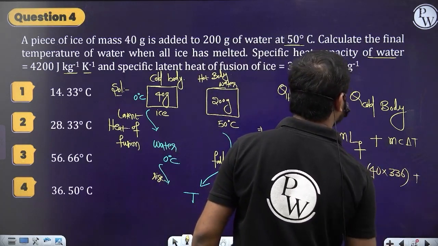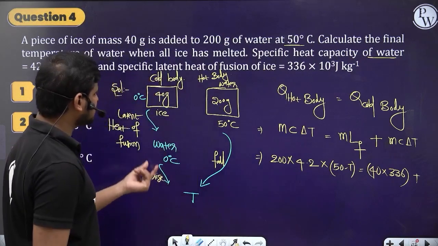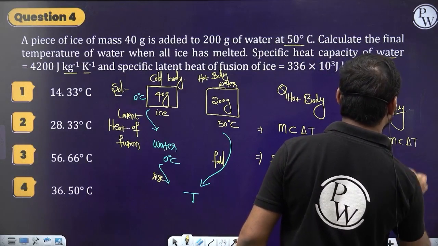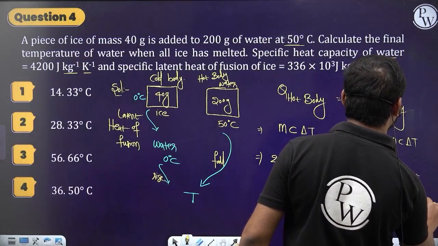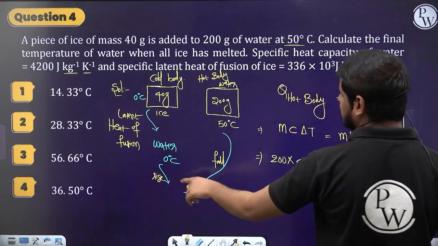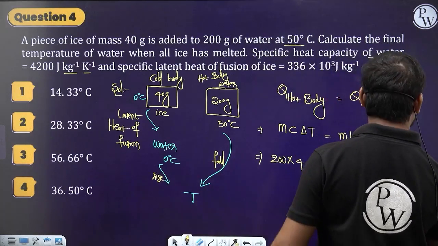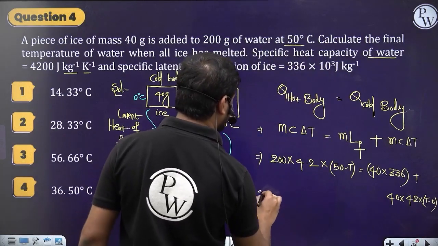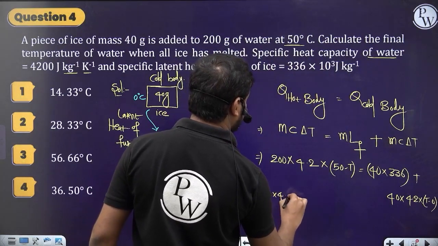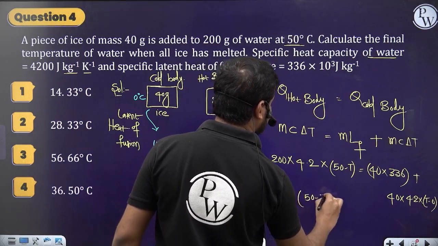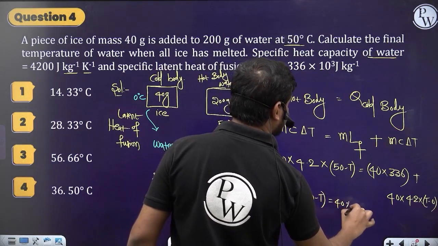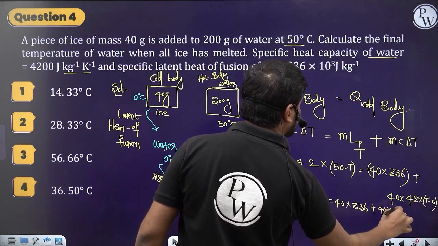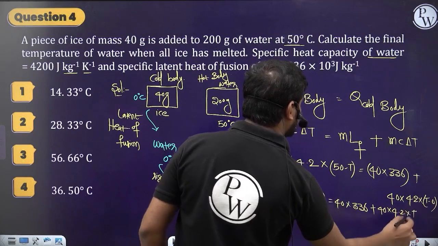So plus, what is the mass of the water again? The same 40 grams of water into, what is the C? We can write 4.2. Into what is the change in temperature here? The change in temperature will be T minus 0, so T. So the only unknown is T here. We got 200 into 4.2 into 50 minus T is equal to 40 into 336 plus 40 into 4.2 into T. So the only unknown is T.